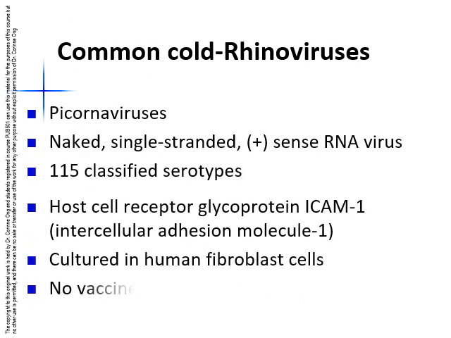Rhinoviruses belong to the Picornaviridae family, which is actually pico for small RNA. They are naked, single-stranded positive-sense RNA viruses, and there are 115 classified serotypes. The host cell receptor is a glycoprotein called ICAM1, which stands for Intercellular Adhesion Molecule 1. Rhinoviruses can be cultured in human fibroblast cells. In spite of many years of research, there are currently no vaccines or drugs available for the common cold. Generally, drinking hot, soupy fluids is recommended to ease symptoms.